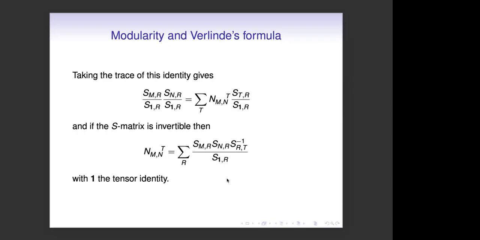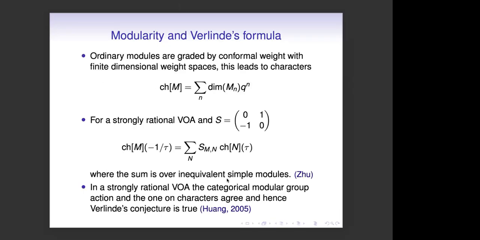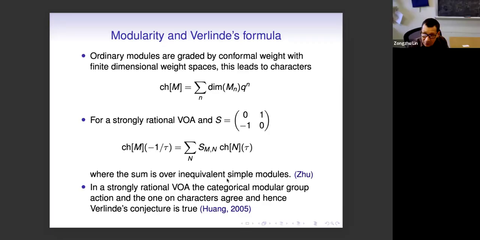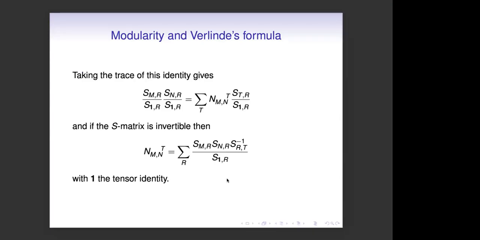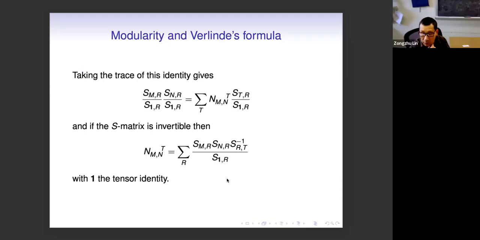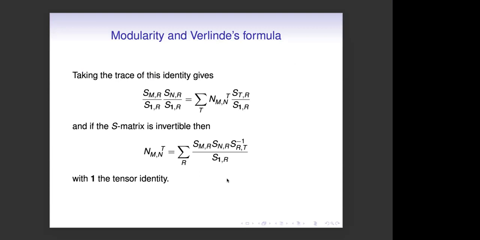It's not that complicated. Can I ask a question on the previous page? The R here in the modular tensor category, is that a specific object? It's just for any simple object. Just take any simple object, one is the tensor identity. Yeah, exactly. And R is just any. Okay, thank you.